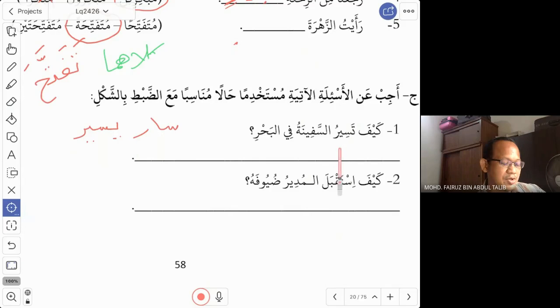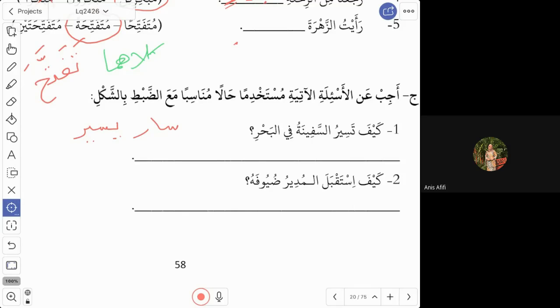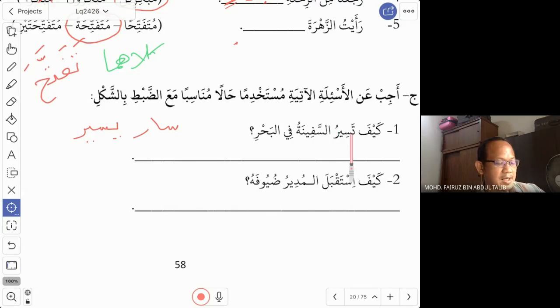So what do you think the word tasiru means when it is used with safina? Berlayar lah kan. In Malay we say belayar. So in English, sail. So it depends. It depends on the fa'il that is tasiru. Okay. So kaifa tasiru safinatu fil bahri? How does the ship sail in the sea? How was the ship when it sails in the sea?